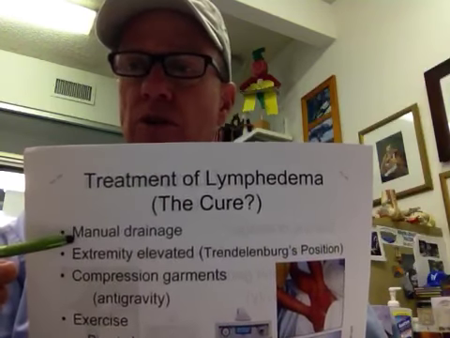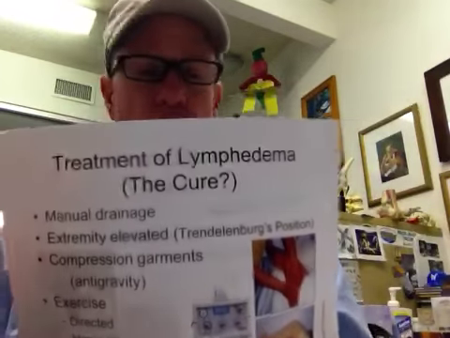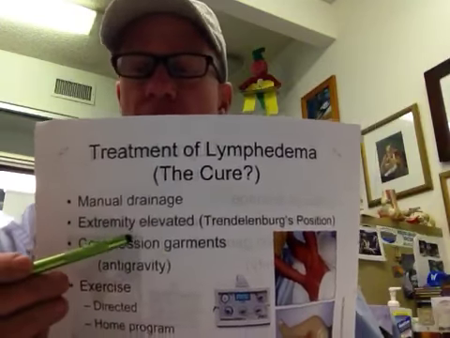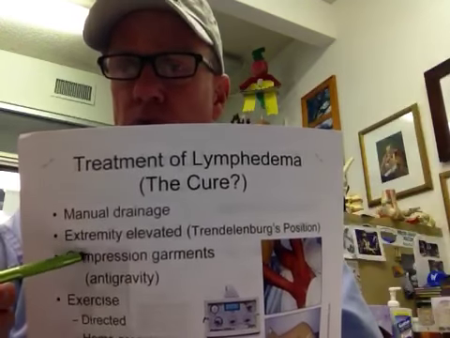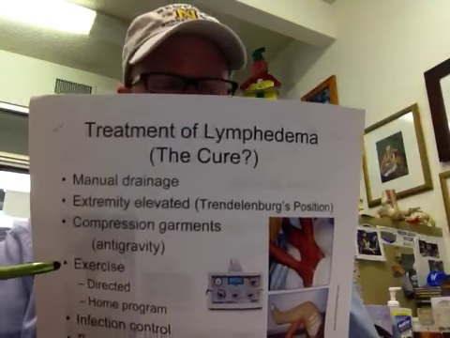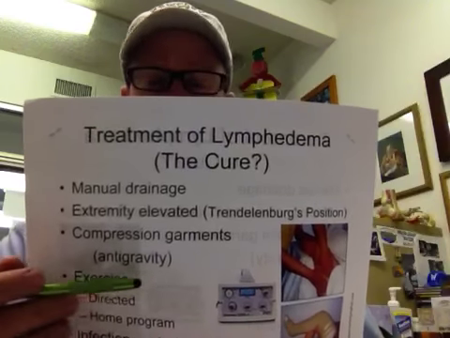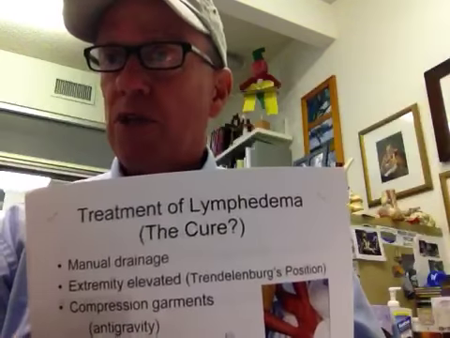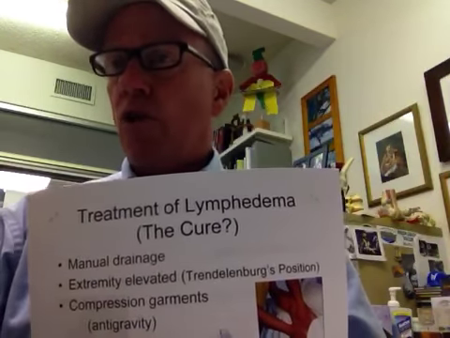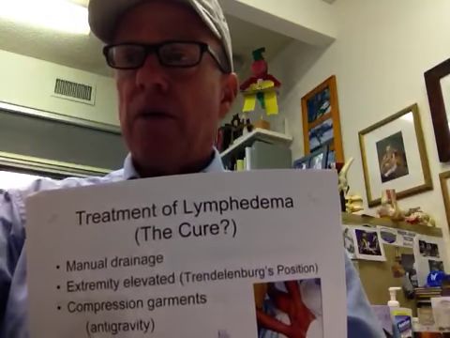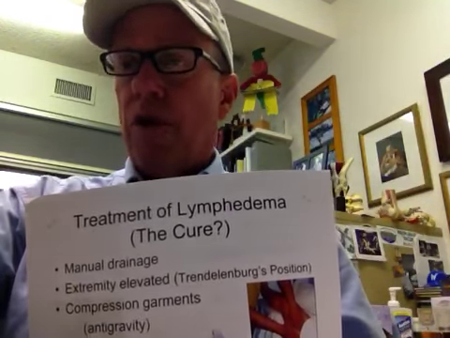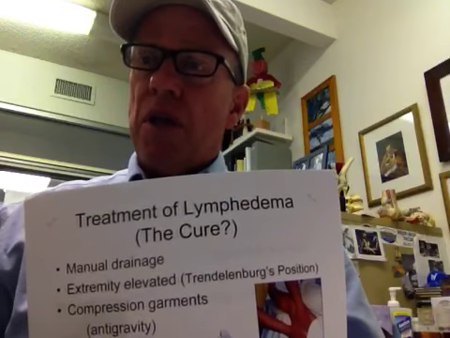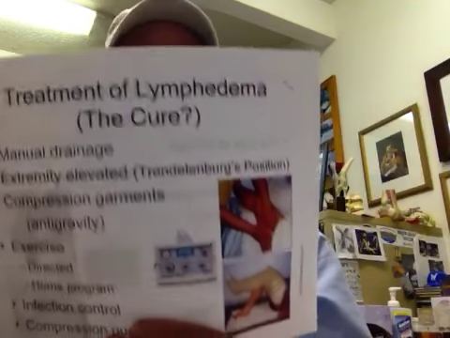And so manual drainage, that is effleurage massage from inferior to superior. Extremity manipulation, so Trendelenburg's position, I'll show you in just a second. Compression garments, these would be stockingettes that would go from right at the MTP joints, right where the toes join the foot, all the way to mid-thigh or slightly above that.